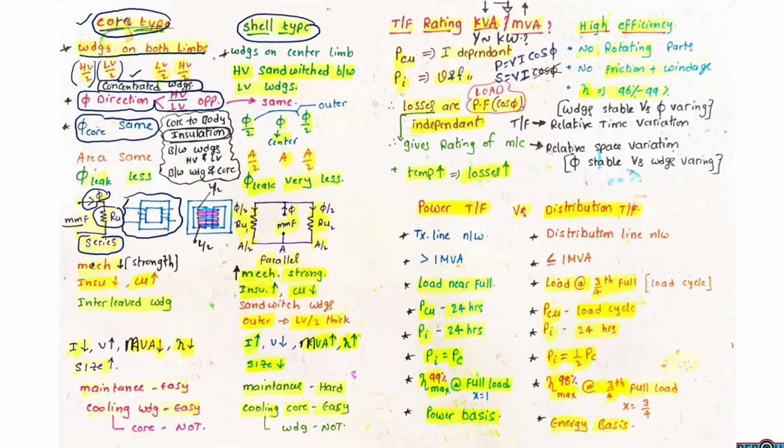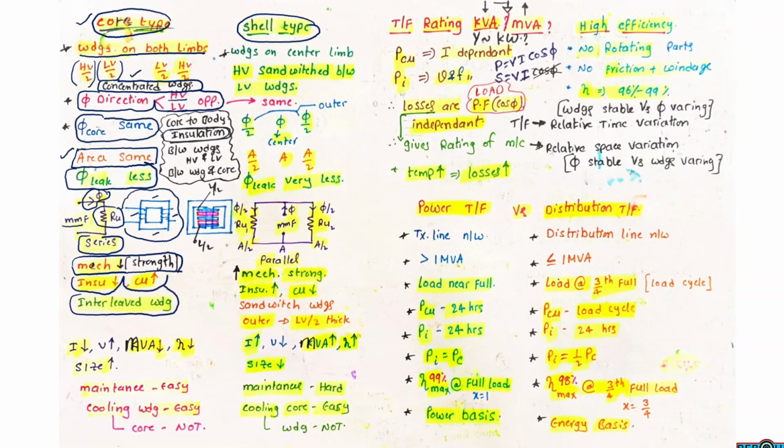This is a square core, so all the limbs have the same area size. These are the 4 limbs: 1, 2, 3, 4. All the sizes are the same. As the windings are interleaved, the leakage fluxes are very less. This type of transformer has low mechanical strength. In this type of transformer, the requirement of insulation is less, but the requirement of copper is high.